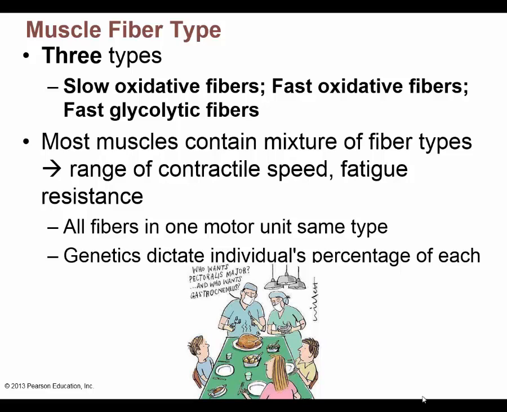In a motor unit, one neuron that controls multiple muscle fibers, all of the fibers in any particular motor unit are the same type. So if you've got one motor neuron controlling just 3 muscle fibers, those 3 muscle fibers are either all going to be slow oxidative, all fast glycolytic, or all fast oxidative. And your genetics determines the individual's percentage of each, whether they're fast or slow. You can blame your family.